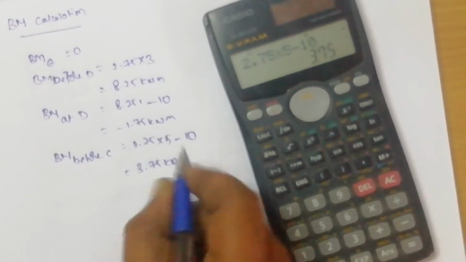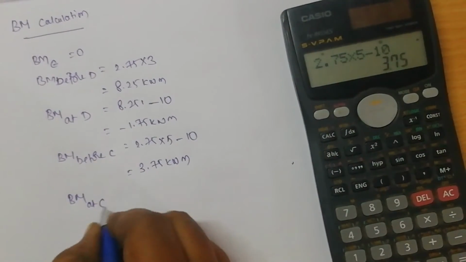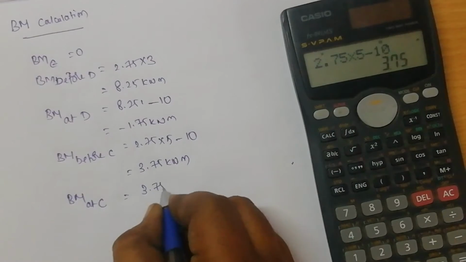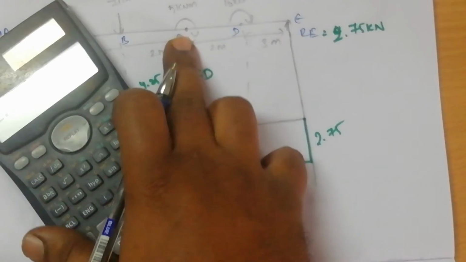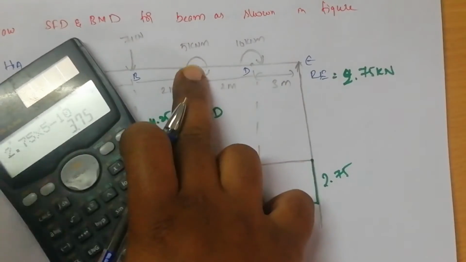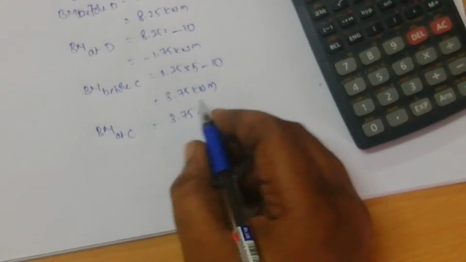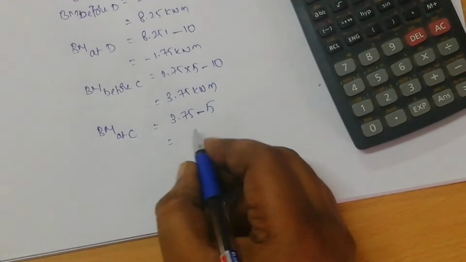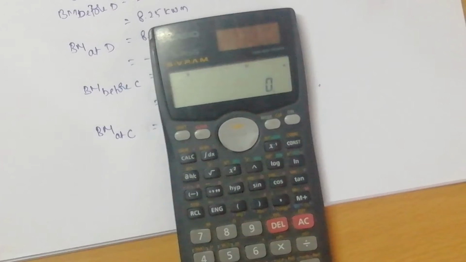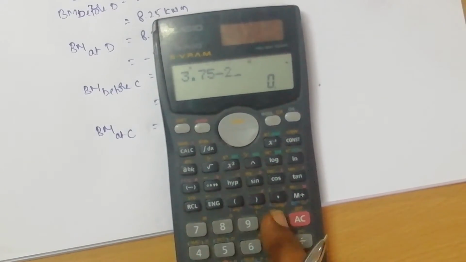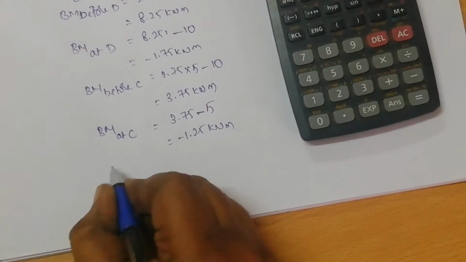The answer is 3.75 kilonewton meter. Next is bending moment at C. We take the before value, along with the moment acting exactly at point C, whose value is 5. It is acting in clockwise direction. Here positive means anti-clockwise, so minus 5. You can check, 3.75 minus 5, so you will get minus 1.25 kilonewton meter.